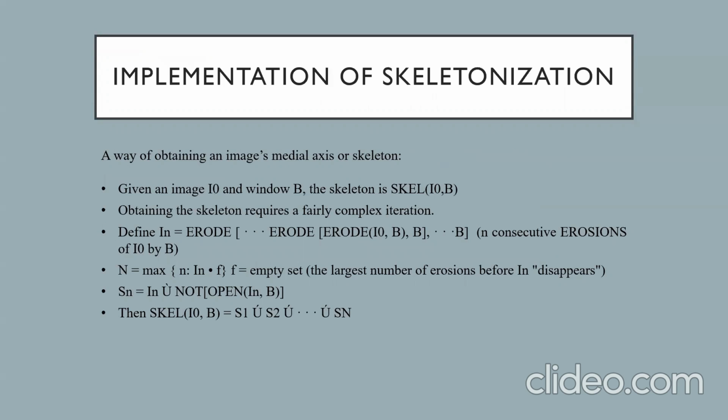Coming to the implementation of skeletonization, we can see the way of obtaining an image's medial axis, or skeletonization. It is a process of reducing foreground regions in a binary image to a skeletal remnant that largely preserves the extent and connectivity of the original image, while throwing away most of the original foreground pixels.